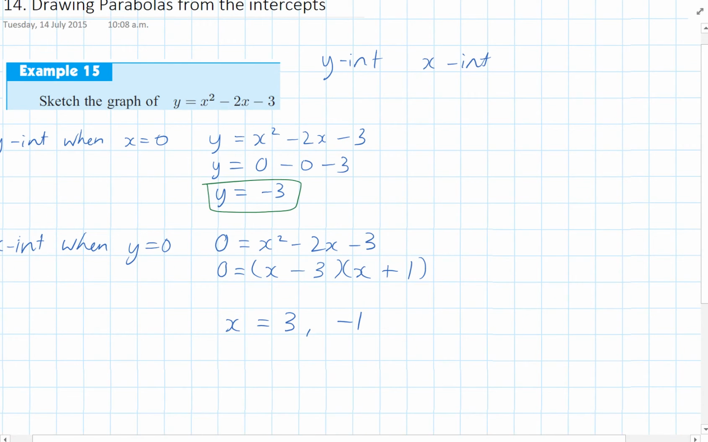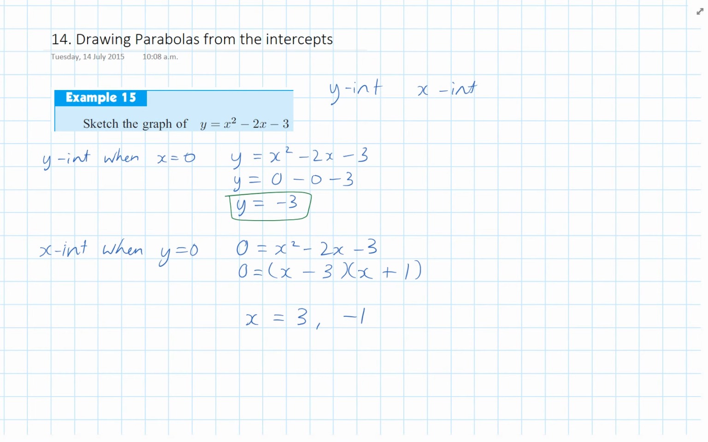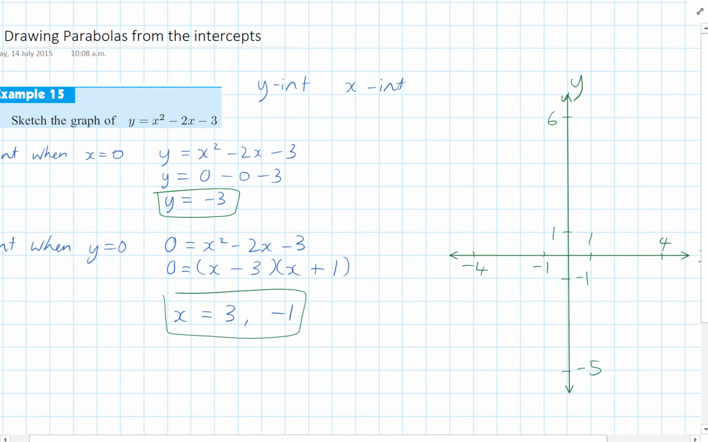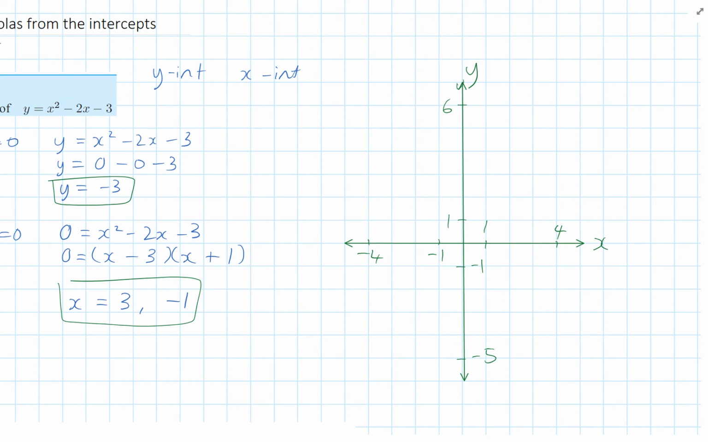So now that we've got those intercepts, we can have a go at plotting our parabola from these. So let's draw up a set of axes. Okay, so there's my set of axes, and let's put these points on here. So y is negative 3, so there's my point. X is 3, and also x crosses at negative 1.